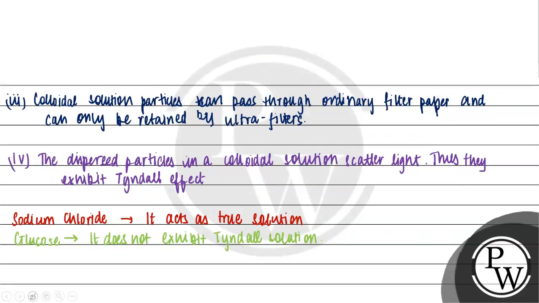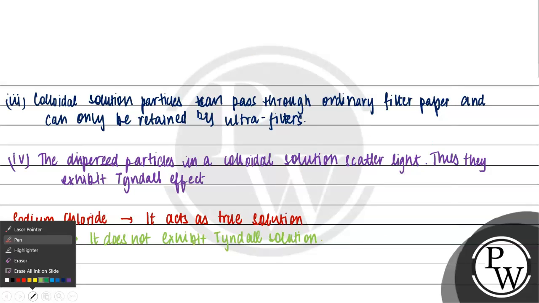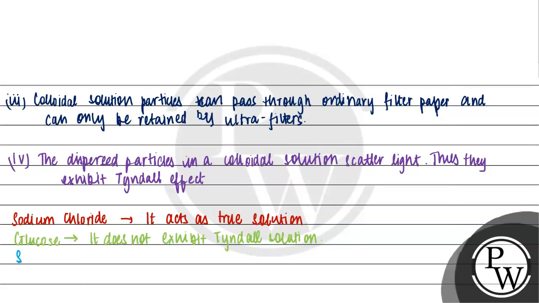Now let us talk about the third option, which is starch. Now starch is a colloidal solution because it exhibits all of the properties which are discussed. Now starch in water exhibits all of the properties discussed. So it's a colloidal solution.